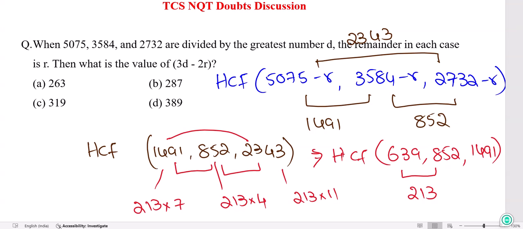3584 when divided by 213, what is the remainder? They have to ask this in advanced questions. It's not a basic question; there are a lot of things. If particular numbers are given directly, we can do it. But they said there is a remainder in each case.